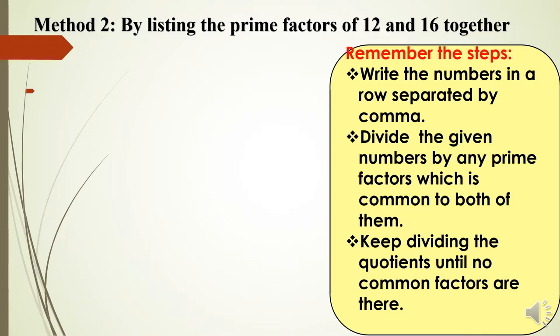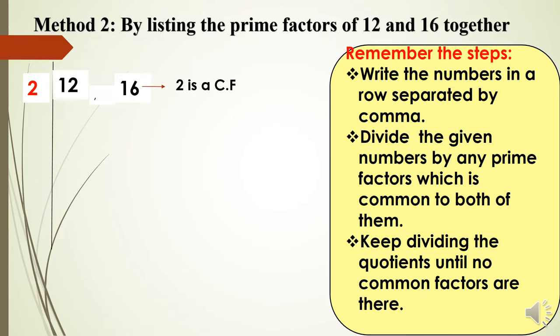In this method, we are listing the prime factors of 12 and 16 together. What are the steps here? We have to write the numbers in a row separated by a comma. Then divide the given numbers by any prime factor which is common to both of them. Keep dividing the quotients until no common factors are there. First, let us write 12 and 16 in a line separated by a comma. Is there any common factor for 12 and 16? Yes, both the numbers are there in 2's table. Therefore, we can divide 12 and 16 by 2.